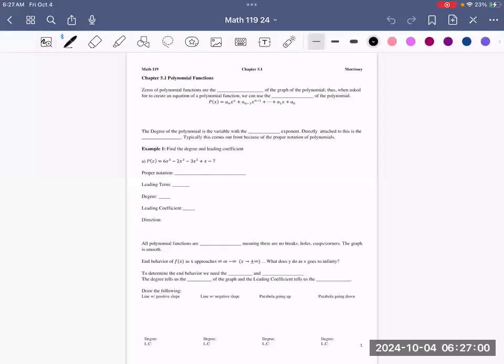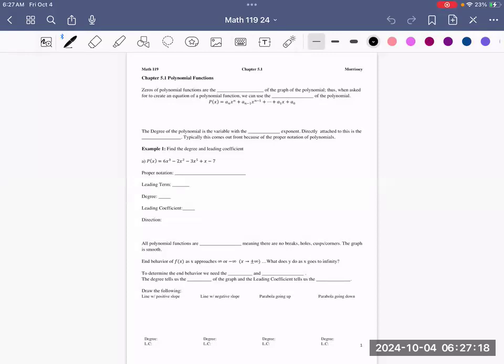Welcome to Math 119, where we're talking about polynomial functions. So first, we're going to be starting off with talking about zeros, then we'll go into some end behavior before we start to actually graph these polynomial functions.